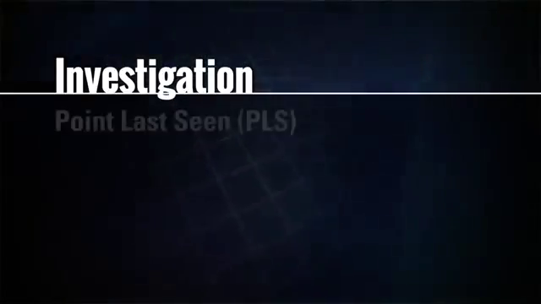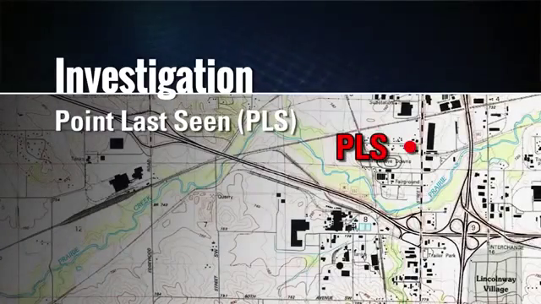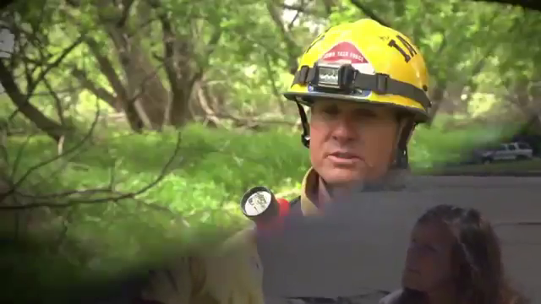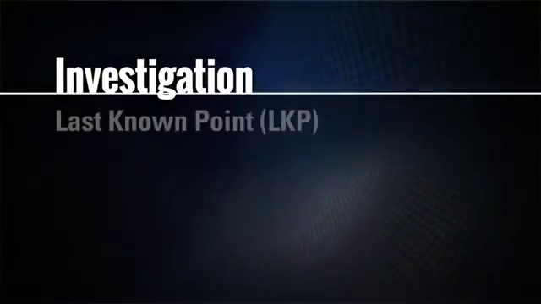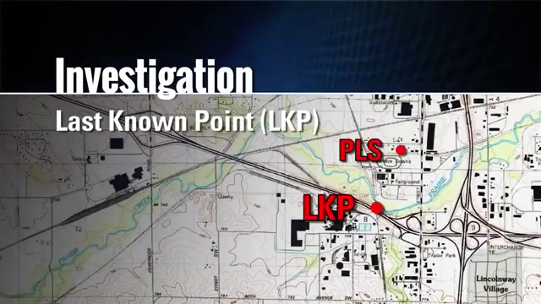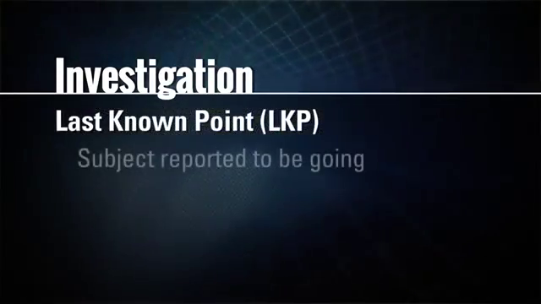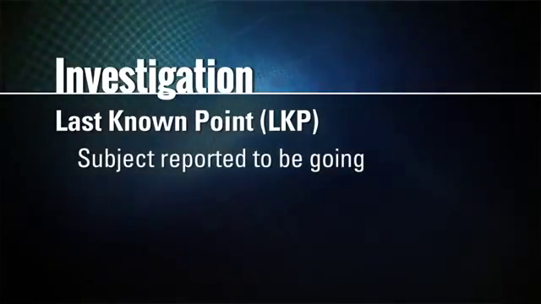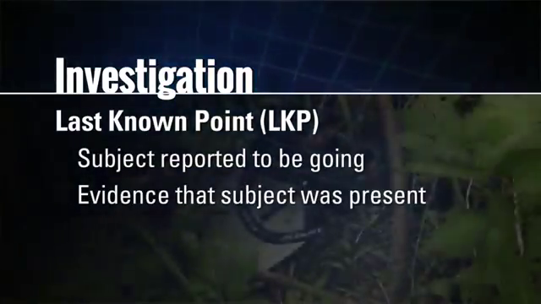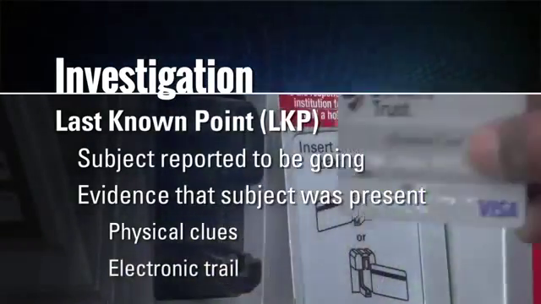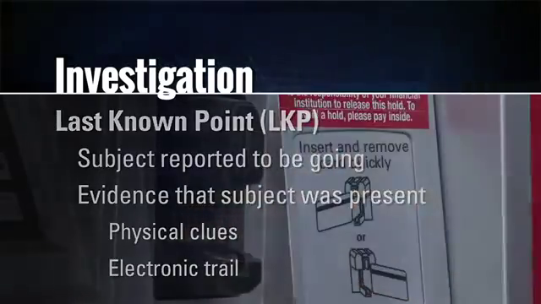You should investigate the point last seen, also referred to as PLS. The point last seen is the location where someone actually witnessed seeing the lost subject. So there has been eyes on this individual at that known point. You should investigate the last known point, or LKP. The last known point can be the location where a subject was reported to be going or where evidence suggests that the person was last present. This evidence could be physical clues, such as pieces of clothing, or an electronic trail, such as store records indicating a credit card was used.